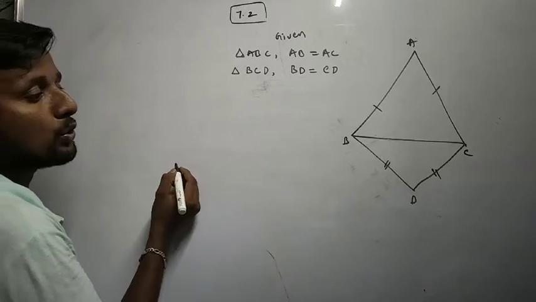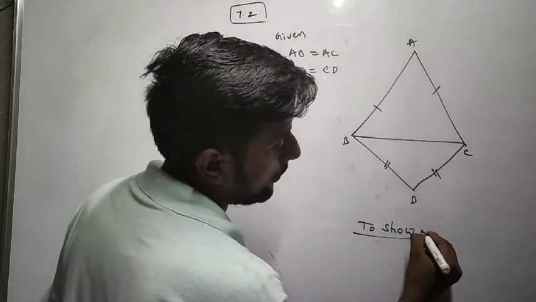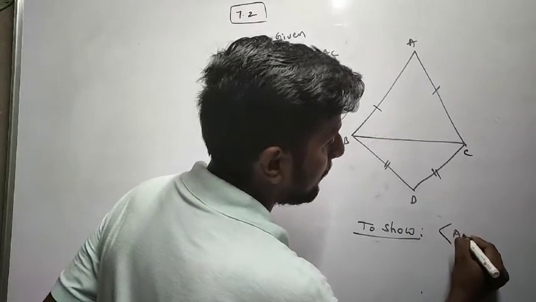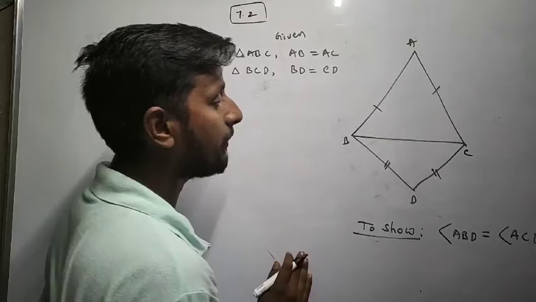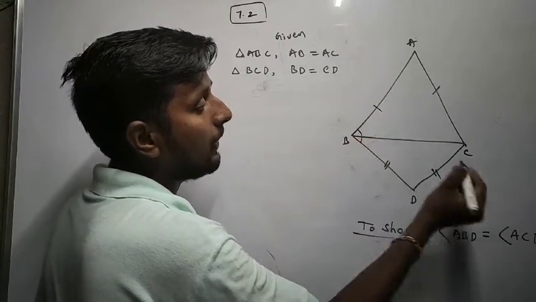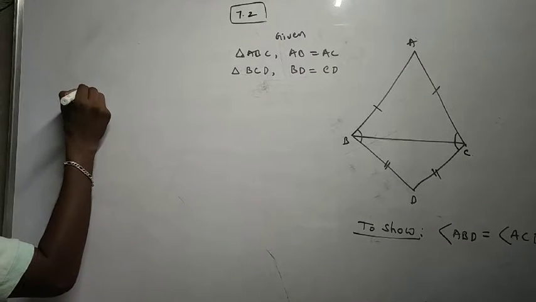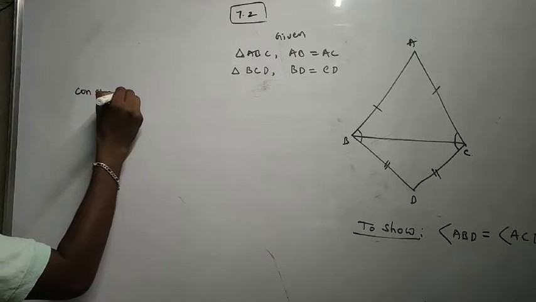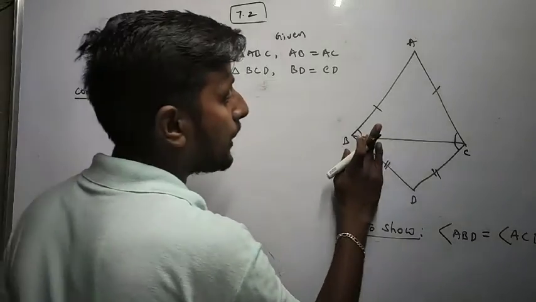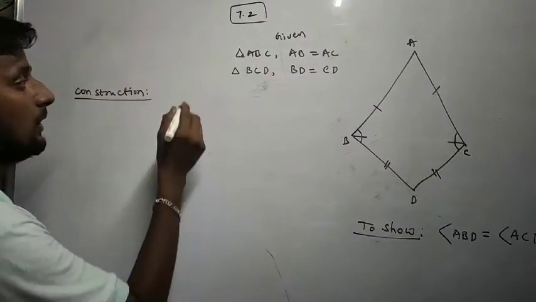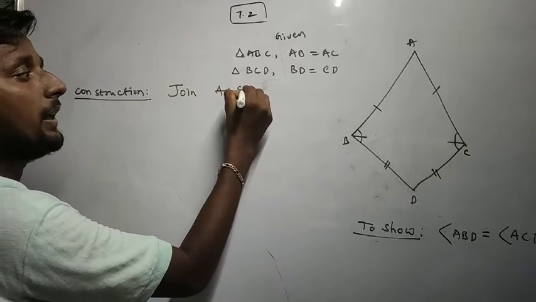Yes. Now to show, we are required to show angle ABD equal to angle ACD. Just mark this angle ABD and this one ACD. Correct? So what I want to do is a construction here, a small modification in the diagram. Just take out the BC side, right? Join AD.